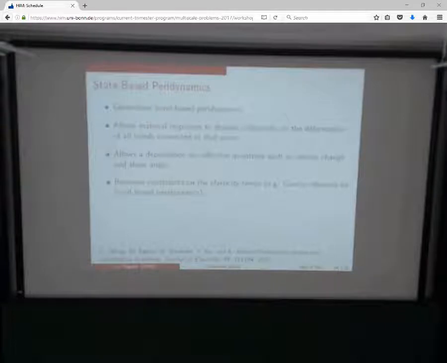And what this will also do is allow us to remove the constraints on the elasticity tensor, because remember our original goal was to have 21 independent constants. So we need to have a more general model. And I should mention state-based peridynamics was first introduced by these guys here, this famous paper back in 2007.